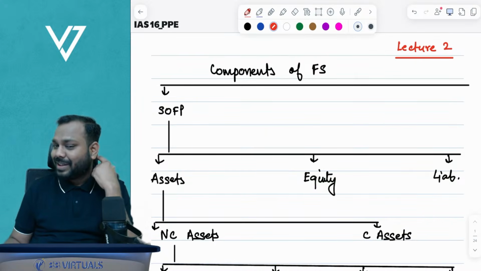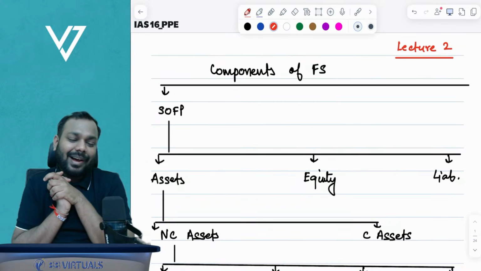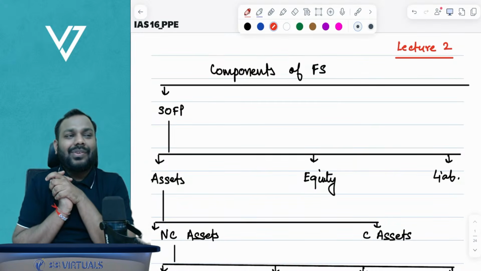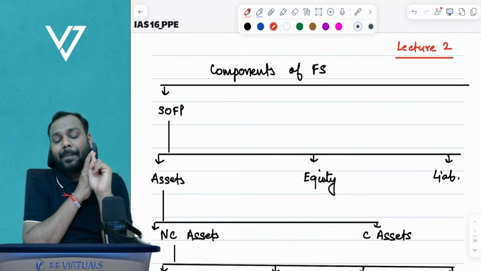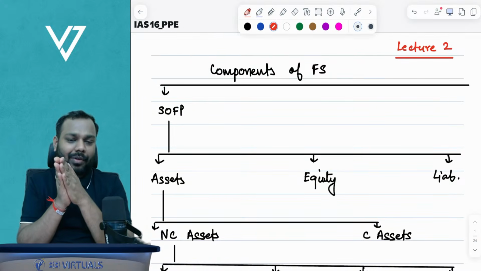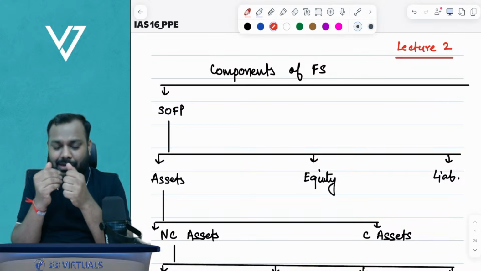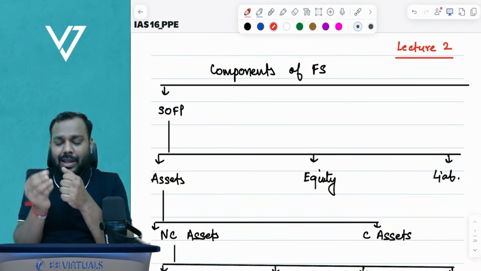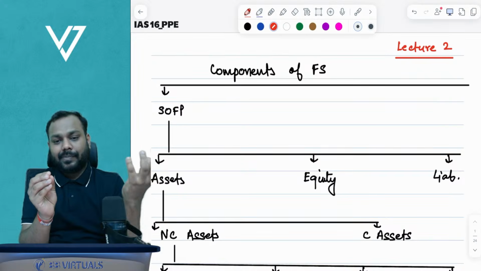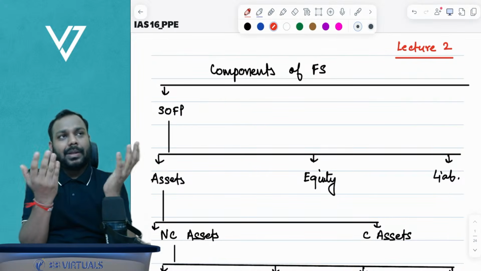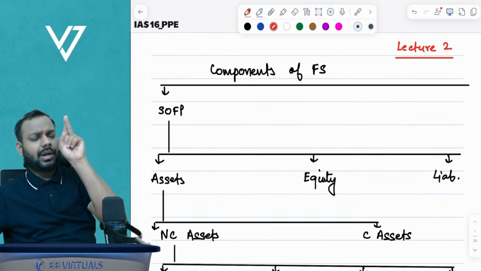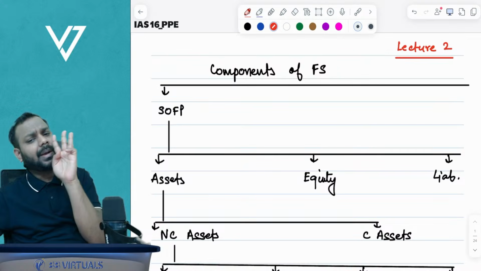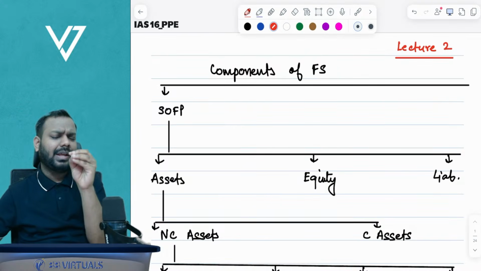In the third lecture, yesterday, we actually started studying our SBR, and we studied prima facie about property, plant and equipment, starting with the meaning of property, plant and equipment. So at the start of every class, I will help you recap the previous class. In the previous class, we studied the prima facie meaning of property, plant and equipment, the recognition principle and the measurement principle. Let's quickly recap it.